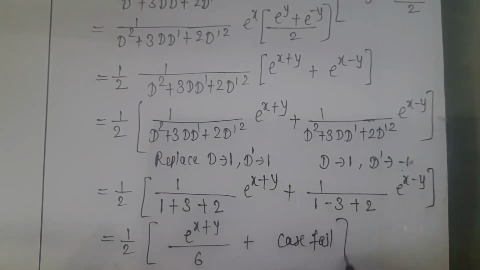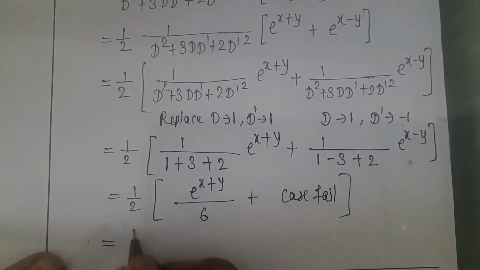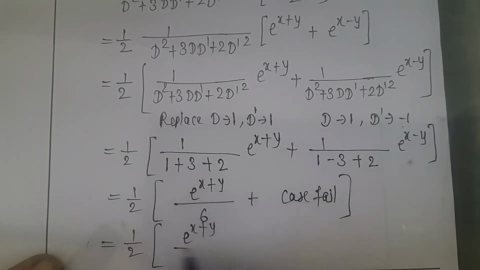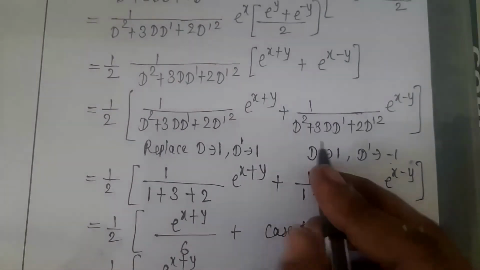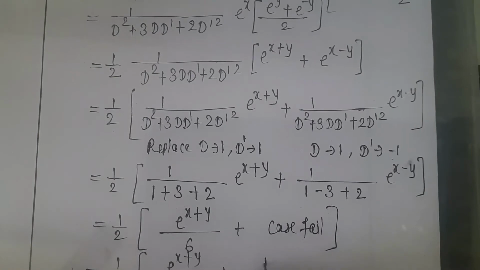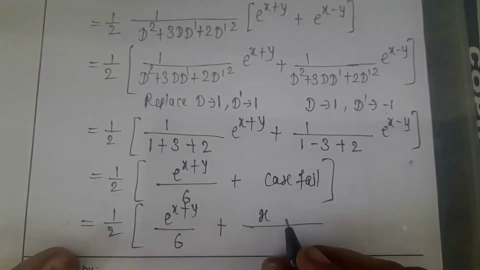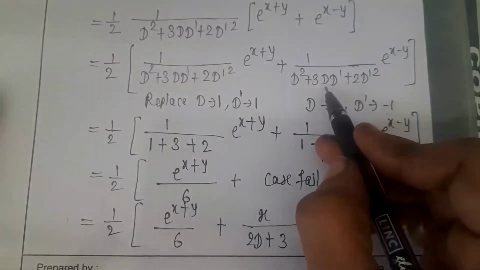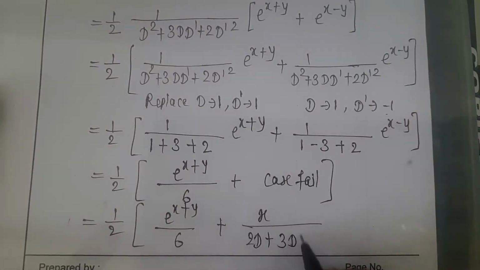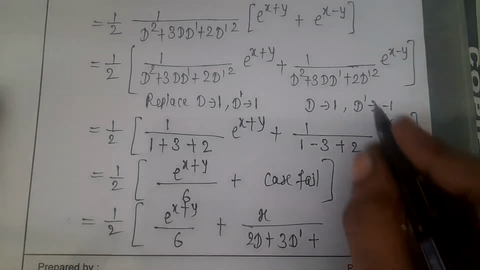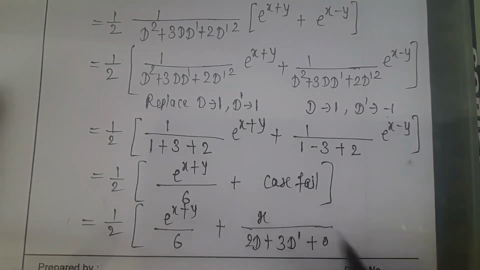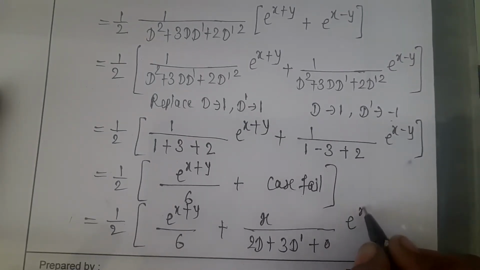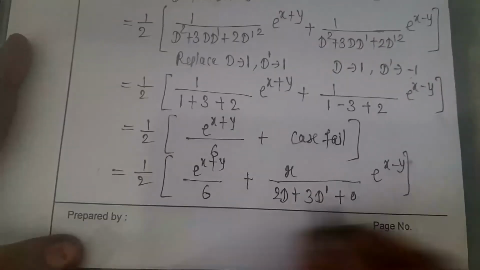If case fails, we multiply it by x and find the derivative of the denominator. So it is 1 by 2 times e to the power x plus y divided by 6, plus x divided by the derivative of the denominator with respect to d. The derivative is 2d plus 3d dash, with respect to d, which is 3d dash plus derivative of 2d dash square with respect to d, which is 0, multiplied by e to the power x minus y. Now simplify it further.